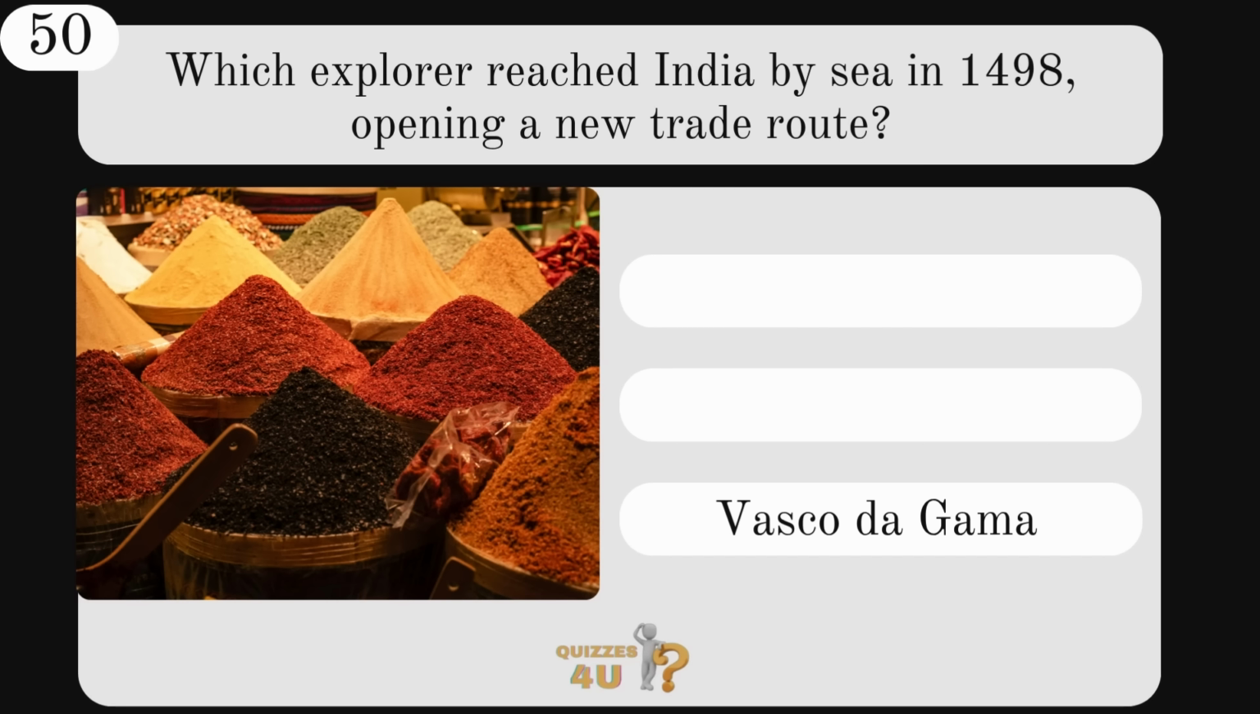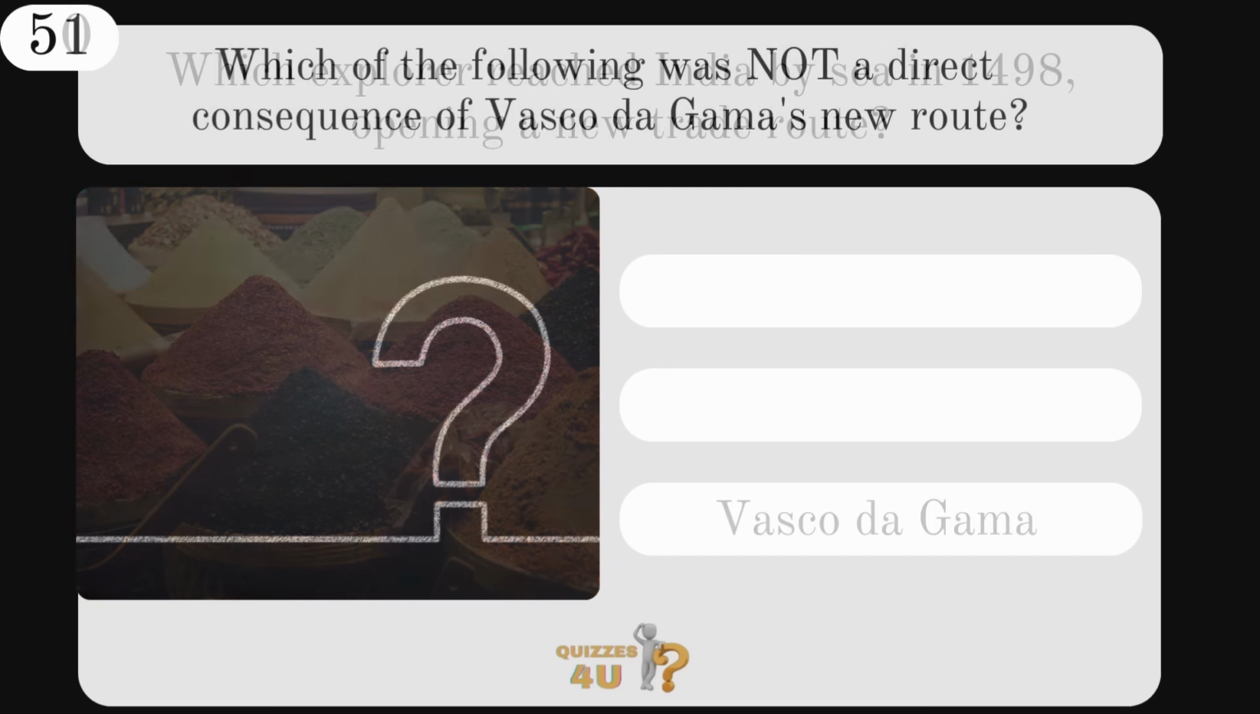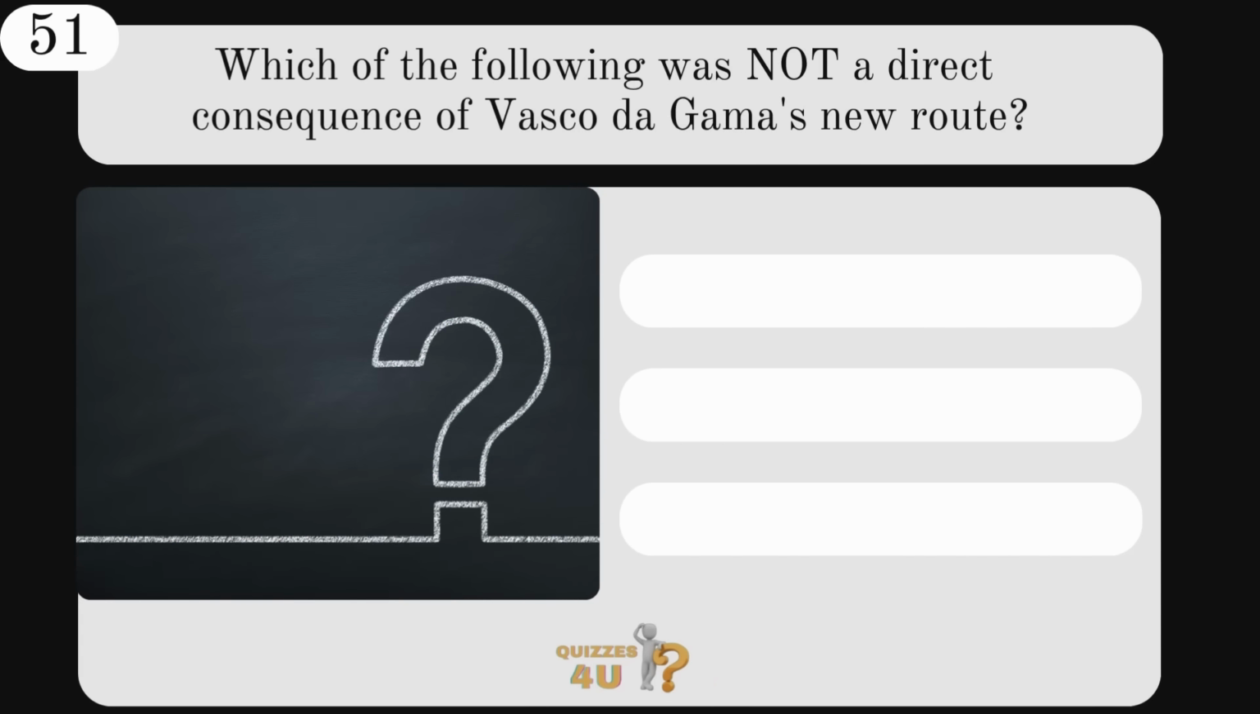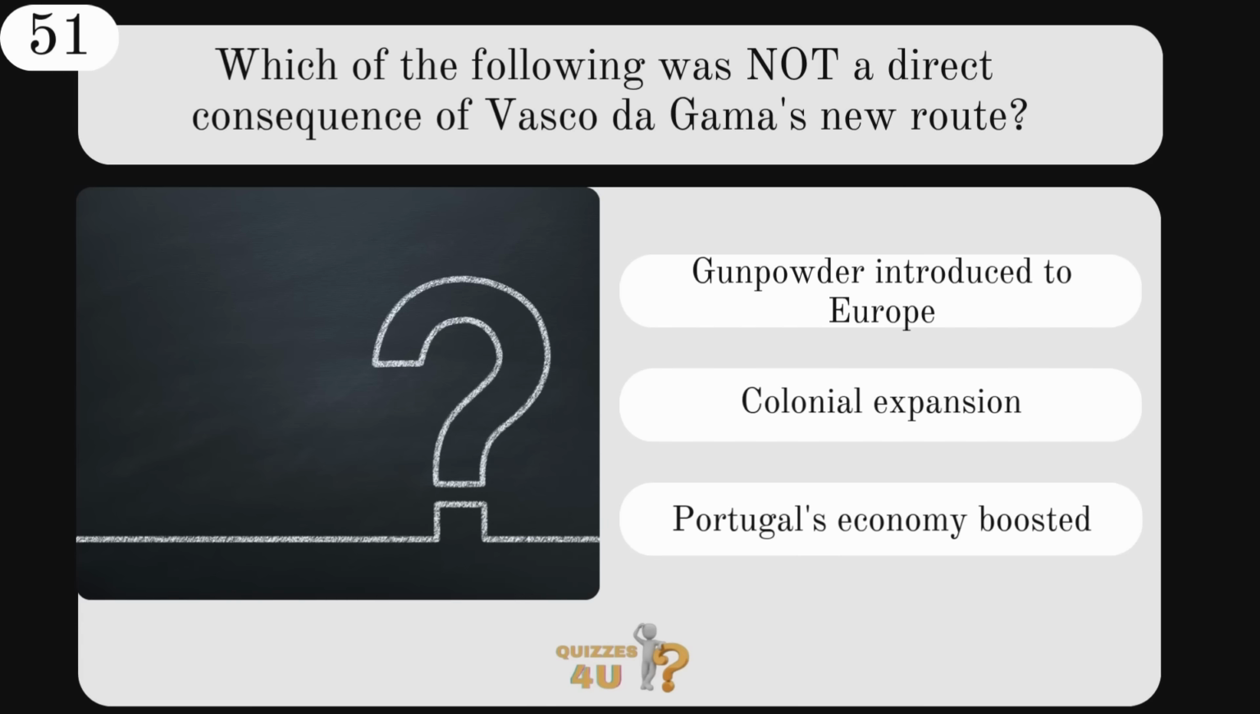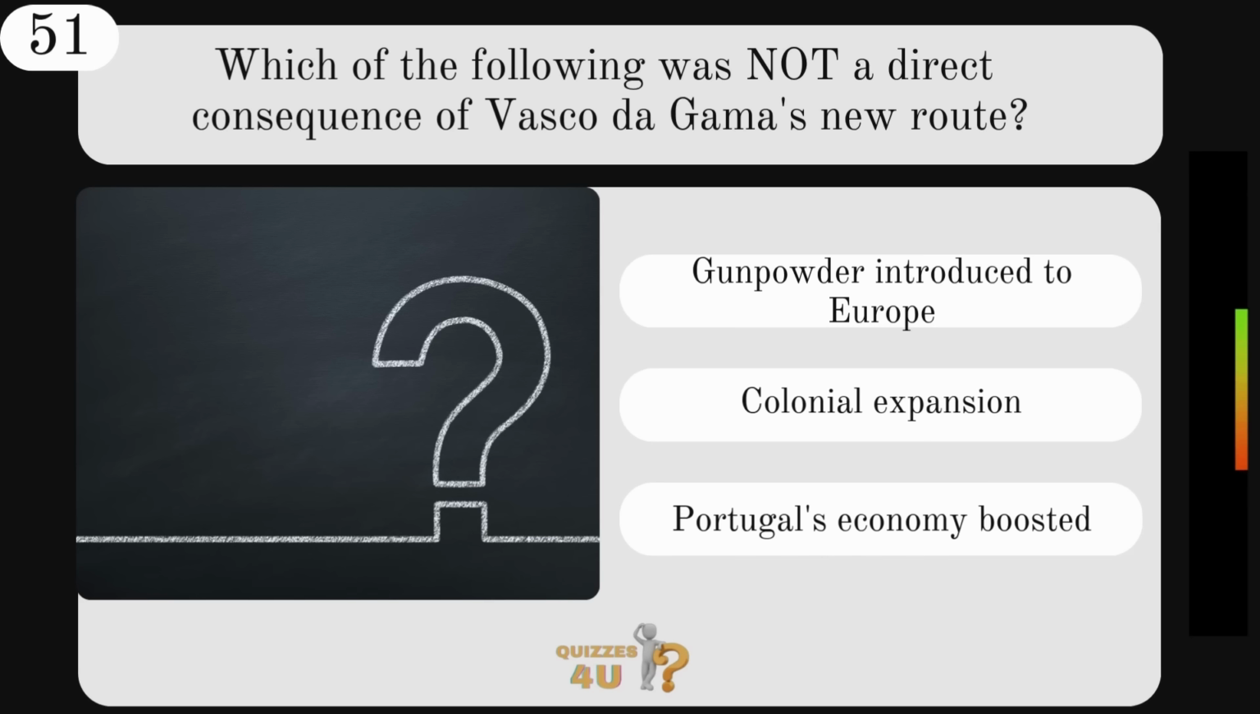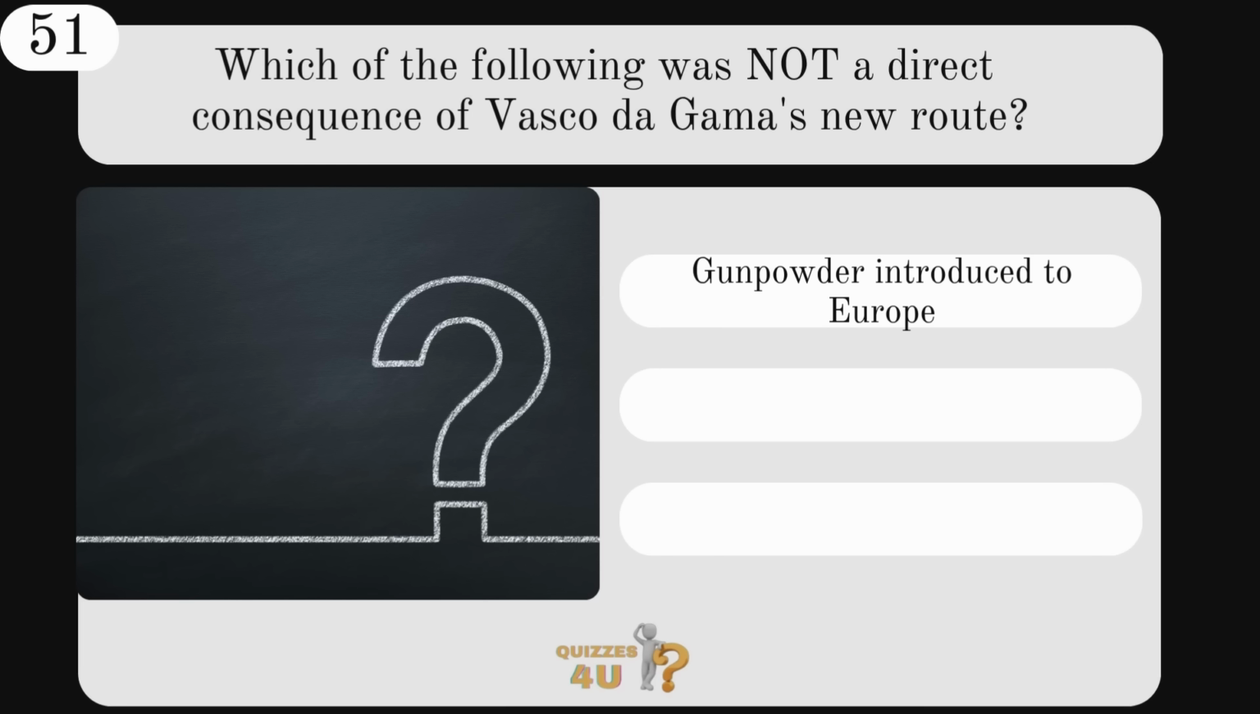That was Vasco da Gama. Which of the following was not a direct consequence of Vasco da Gama's new route? Gunpowder introduced to Europe, colonial expansion, or Portugal's economy boosted? The incorrect one there, gunpowder introduced to Europe.